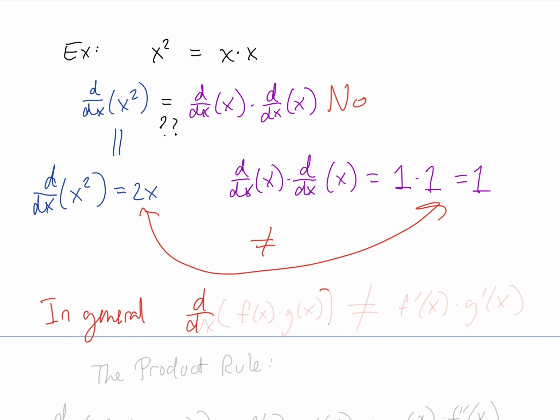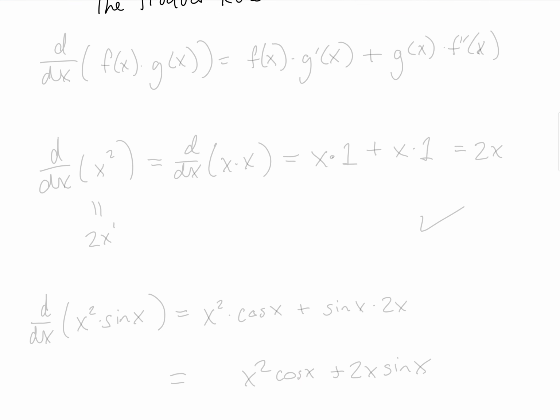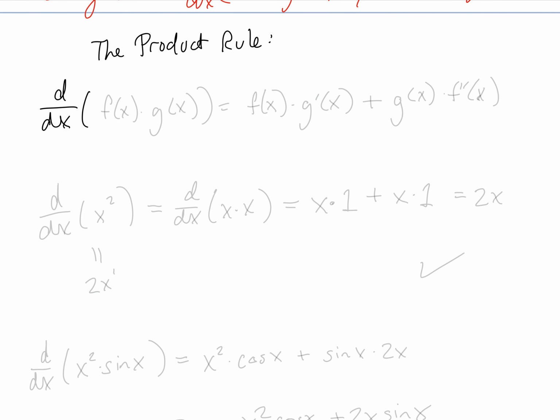In general, the derivative with respect to x of f of x times g of x is not equal to the derivative of f of x times the derivative of g of x. So we need something else to find the derivative of a product, and that is called the product rule for derivatives. So here is the product rule. It says that the derivative with respect to x of f of x times g of x is equal to the first, f of x, times the derivative of the second, g prime of x, plus the second, g of x, times the derivative of the first, f prime of x.